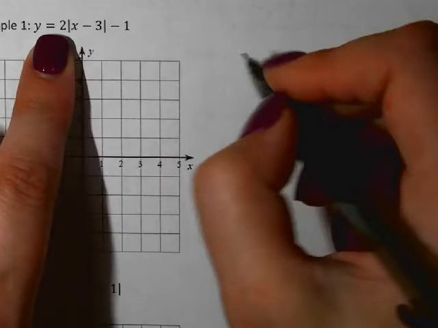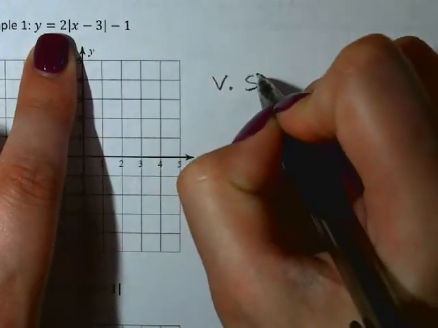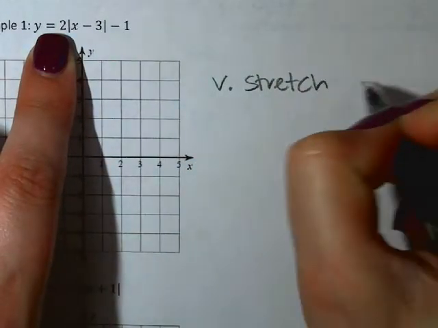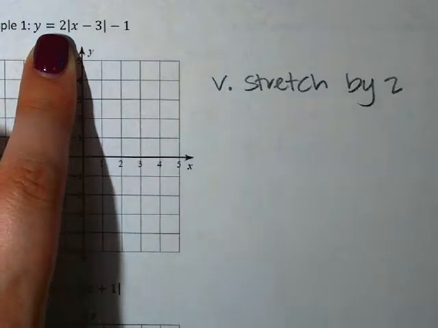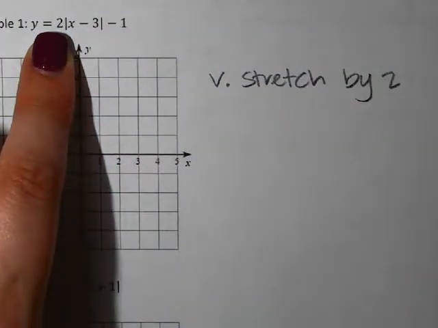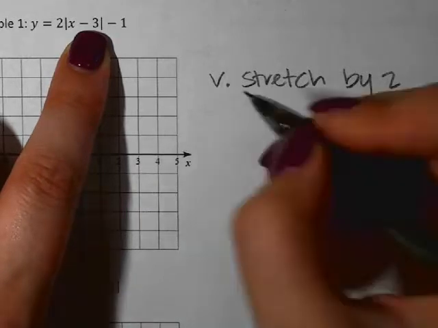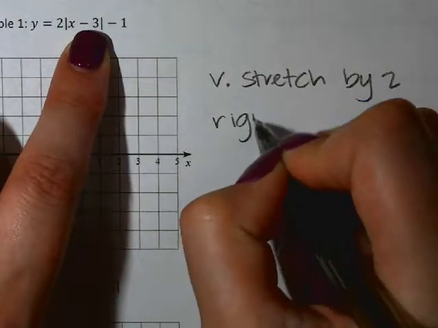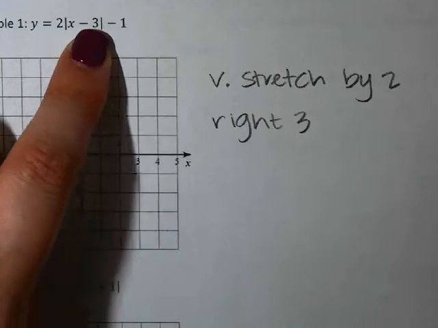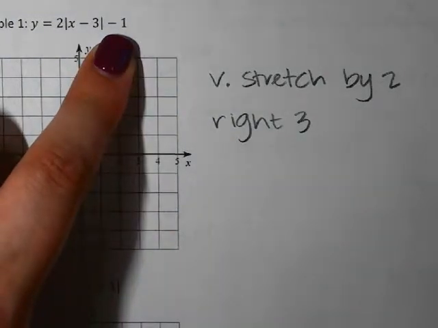Stretch. So we're going to say it has been vertically stretched by 2. So it's going to be twice as tall as a normal absolute value graph. What does the inside tell you? Yeah. Right 3. And then what does the end tell you? Down 1.